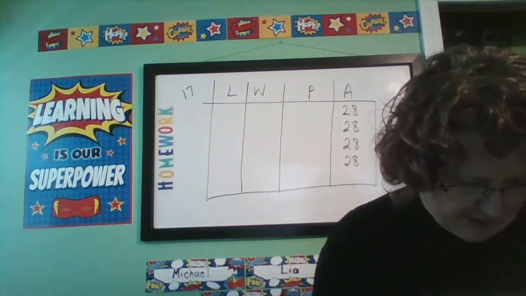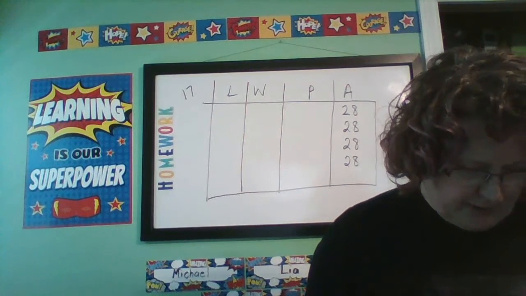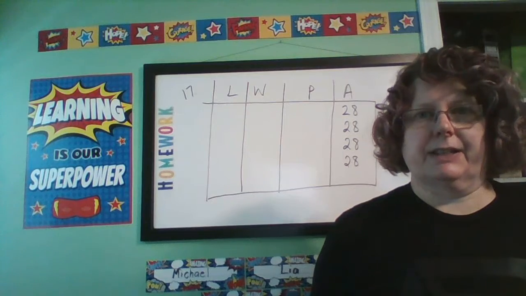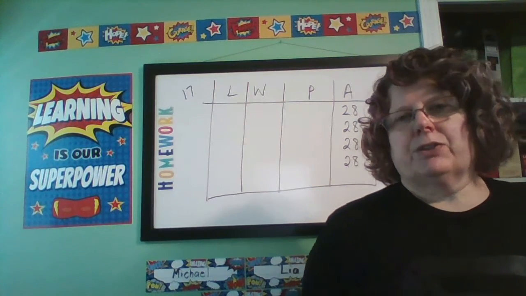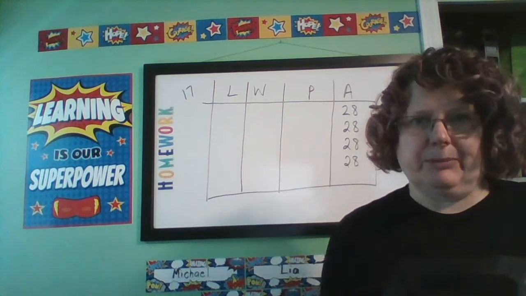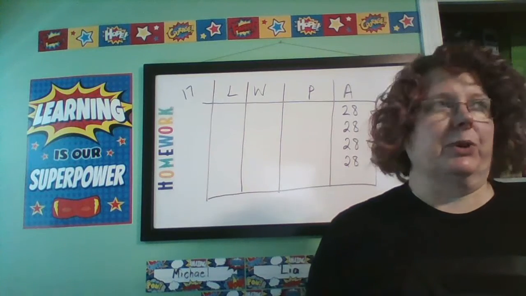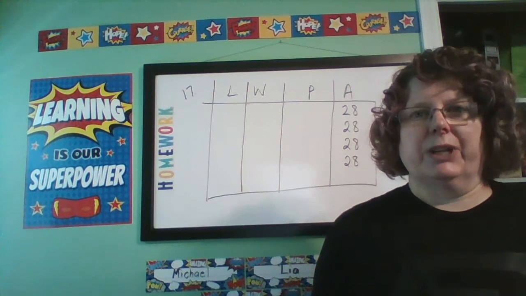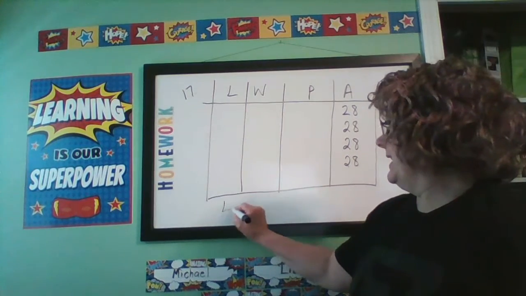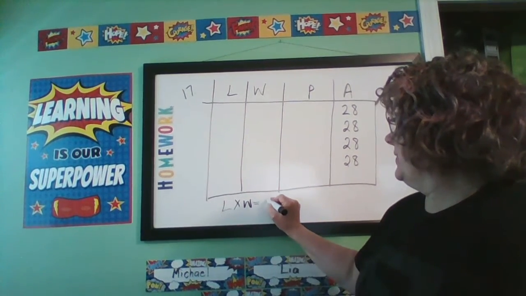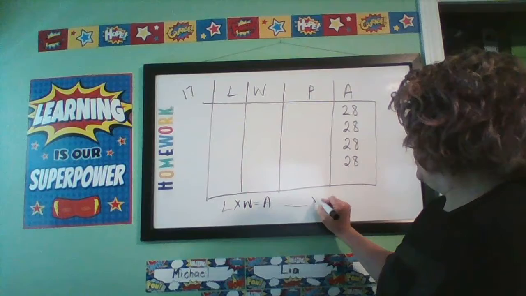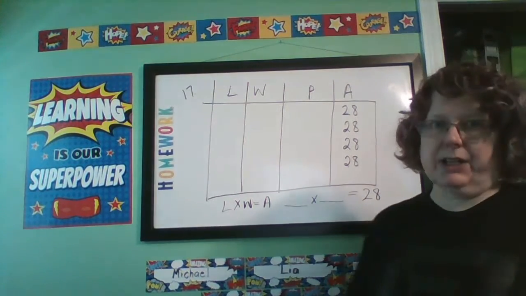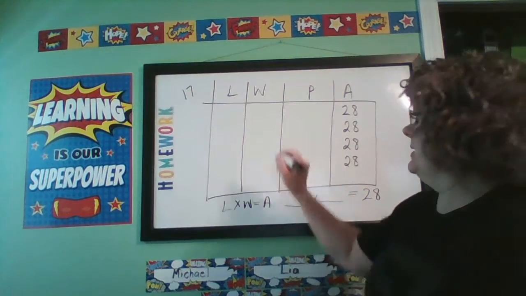All right, so for number 17, it's kind of like number 16, only they've given us the area instead of giving us the perimeter. So in order to determine the perimeter, we have to look at what the lengths and widths could be. So if the area is 28, because we know length times width is equal to area, then we need to figure out what times what can equal 28. The first thing I always start with is 1 and 28.